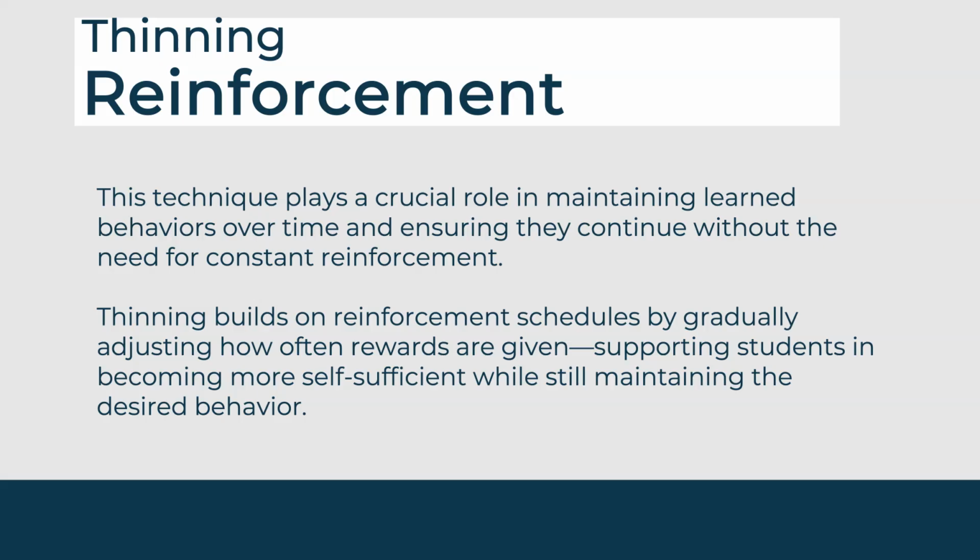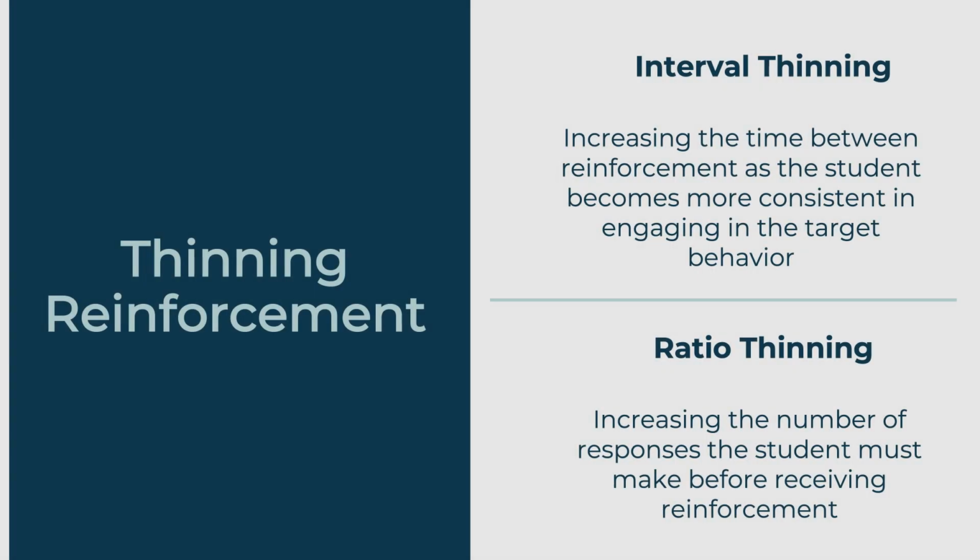The process of thinning is guided by the same types of reinforcement schedules we've already talked about. Instead of giving reinforcement every time, we stretch it out either by time, interval, or number of responses, ratio. This shift helps students maintain their behavior even without constant reinforcement, which is critical for their success across different times and settings throughout the school day. Thinning reinforcement typically focuses on two primary methods: interval thinning and ratio thinning.